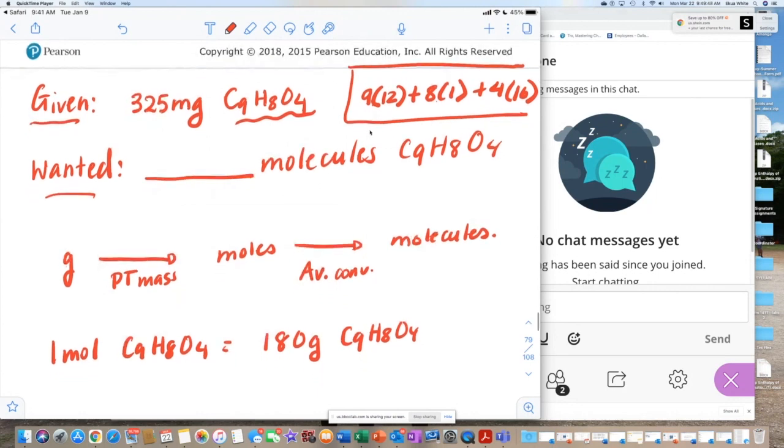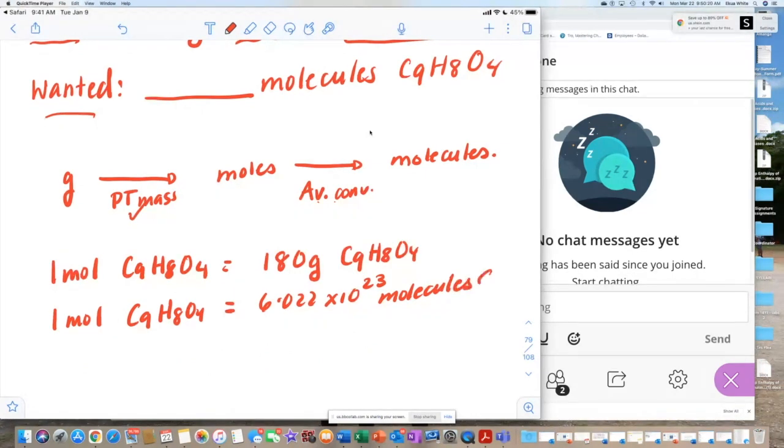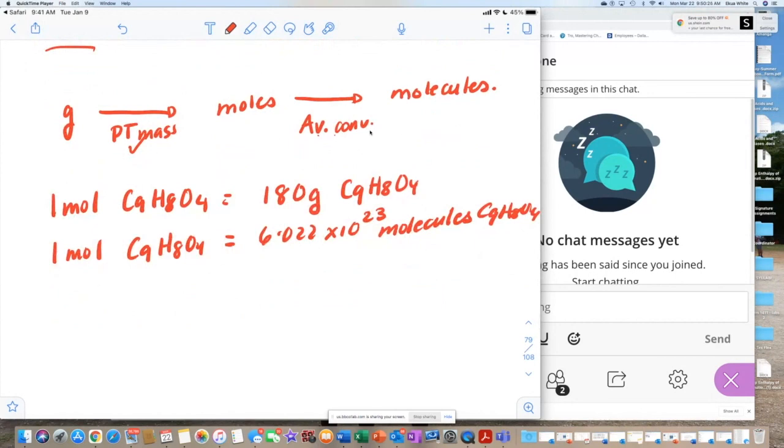Anyway, so I have 180 grams. I have this conversion written down here. I need the Avogadro conversion. The Avogadro conversion is always 1 mole of any formula. In this case, my formula is C9H8O4, equal to the Avogadro number, 6.022 times 10 power 23. Since I have a compound, I have to use the word molecule. You cannot use the word atom with compounds. Took me a while to figure that one out. C9H8O4. Okay, so these are my 2 conversions.